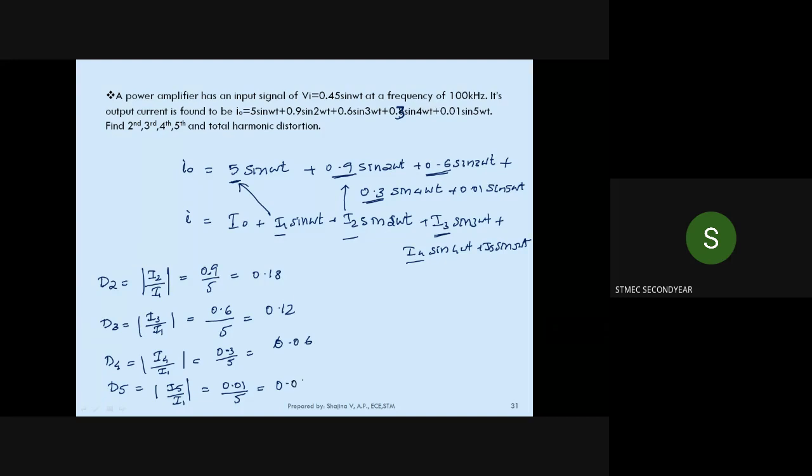Okay, so these are the second, third, fourth and fifth harmonic distortion components. Then total distortion D is equal to what? Square root of D2 square plus D3 square plus D4 square plus D5 square. Okay, പെട്ടെന്ന് ആ ഒരു വാല്യൂ കൂടെ പറഞ്ഞു.